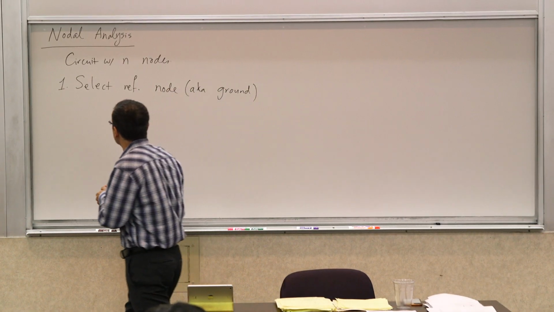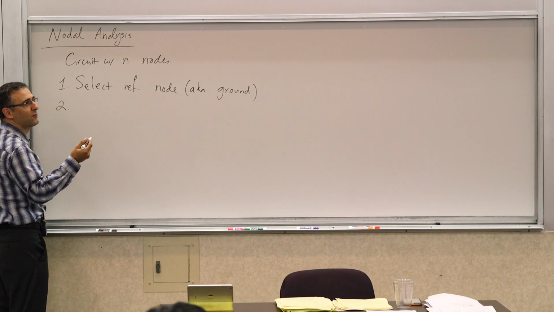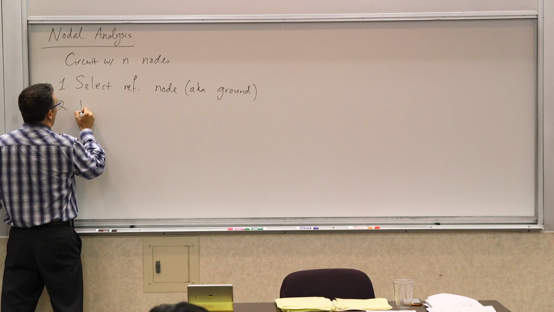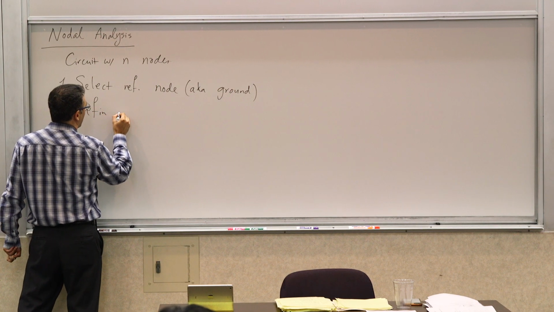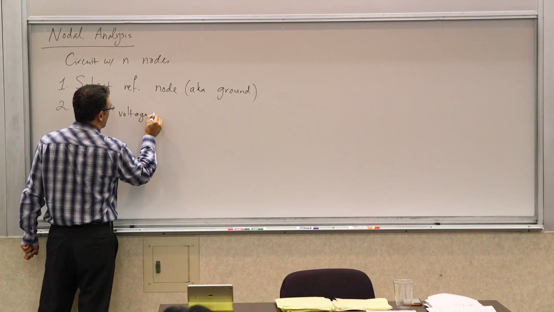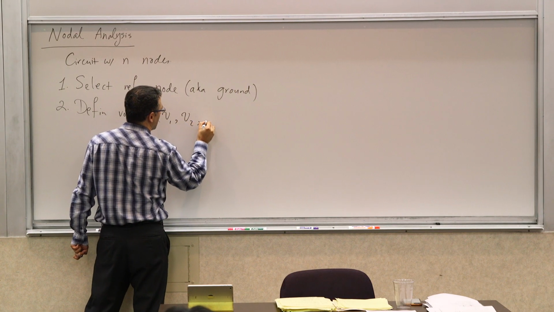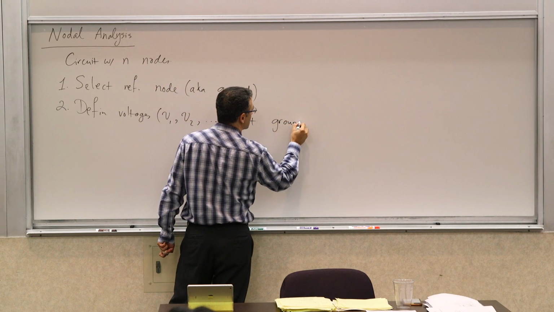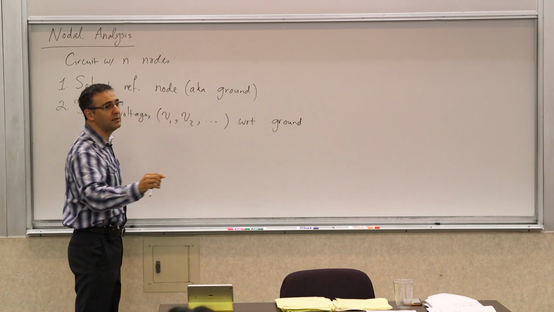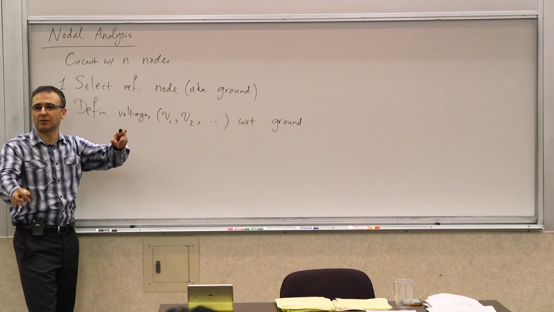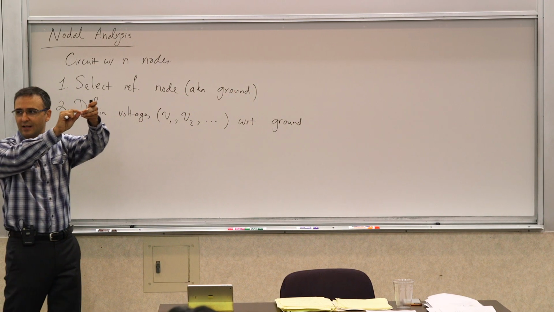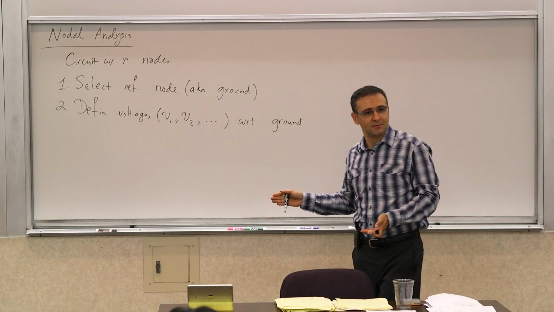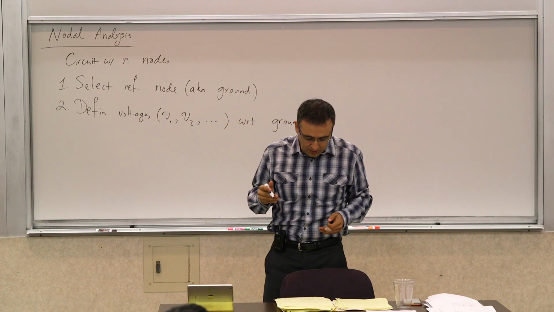Now, you define voltages. So step 2 is also pretty straightforward and simple. This is to define voltages V1, V2, etc., with respect to ground. Namely, these V1, V2, V3s are voltages of the nodes with respect to ground, the potential difference between any given node other than the ground and ground. Of course, if you pick ground, then that voltage will be by definition 0. You could call it V0 if you want.